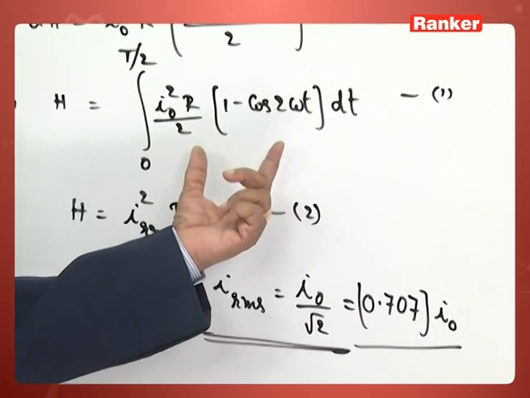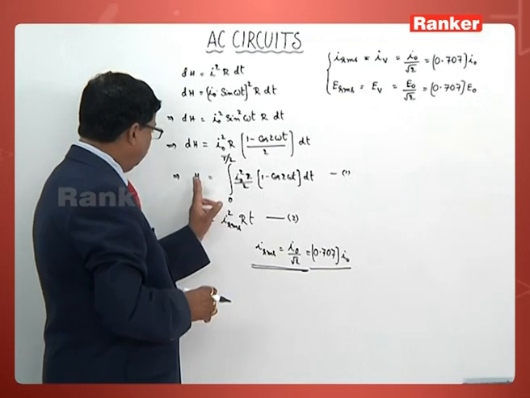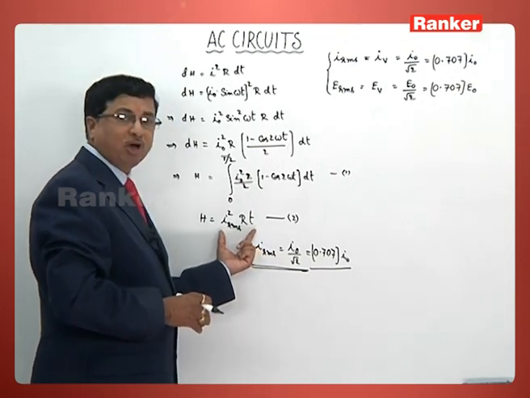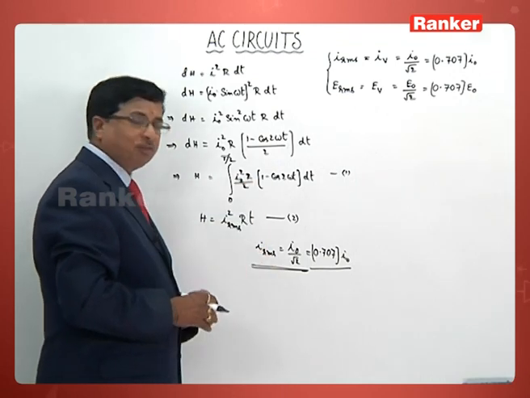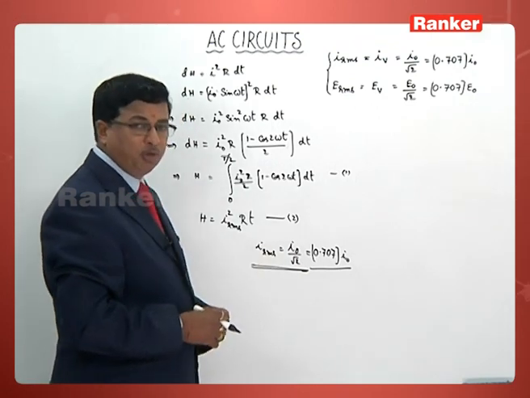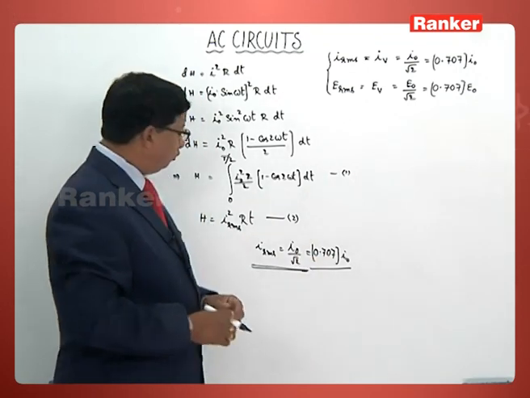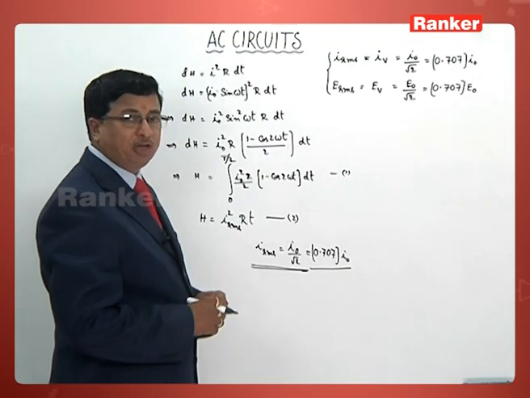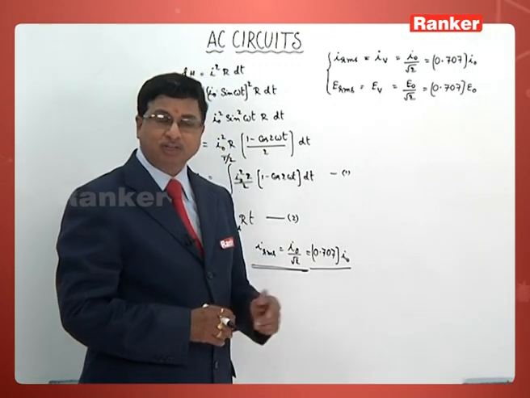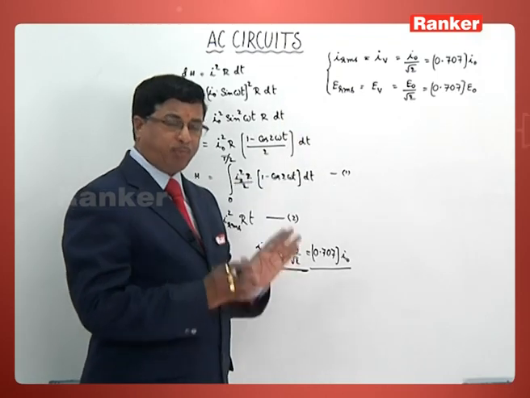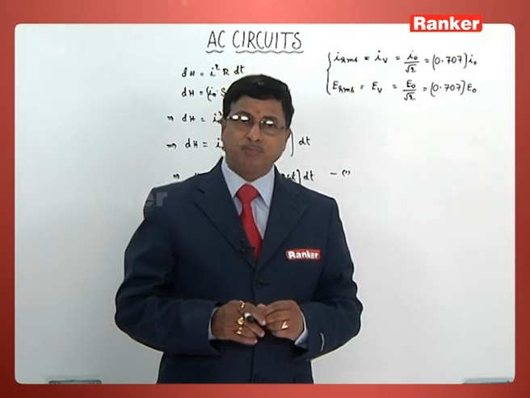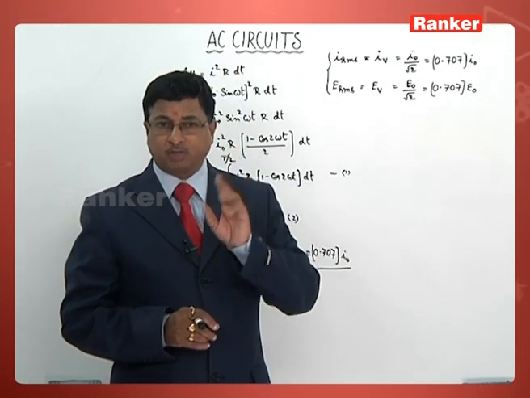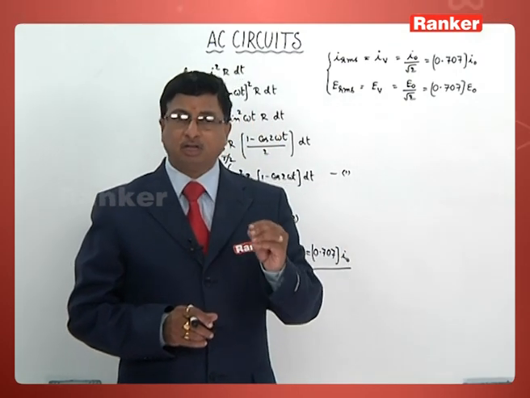Of course, it's a basic integration, so we need not discuss it in depth. Integrate directly and one will get the value of H. Equating that H value to I RMS square into R T, we ultimately conclude that I RMS is I naught by root 2, which again can be written as 0.707 I naught. So this is the equation for the RMS value of current. Similarly, we can write E RMS as E naught by root 2, which is equal to 0.707 E naught. So these are two pairs of formulae one should remember: one for average value of alternating current, one for average value of alternating EMF, one for virtual or RMS value of current, and one for virtual or RMS value of alternating EMF.